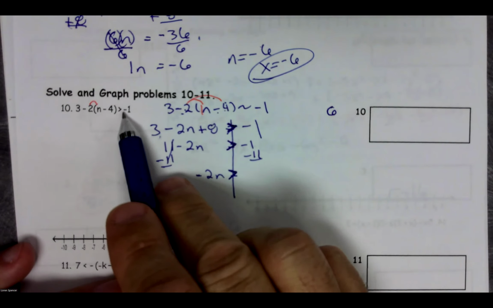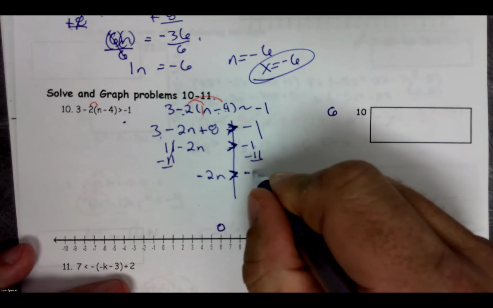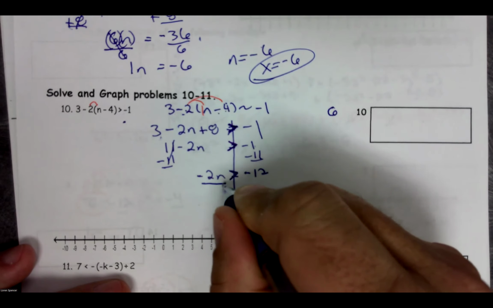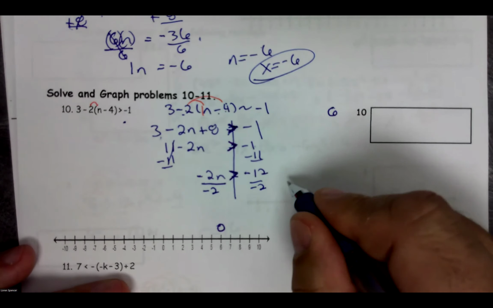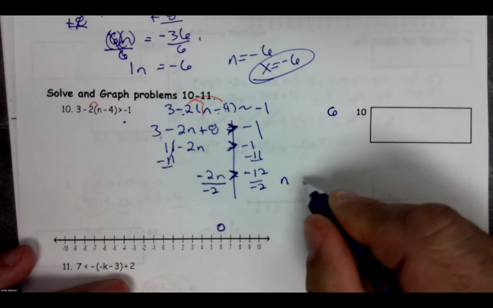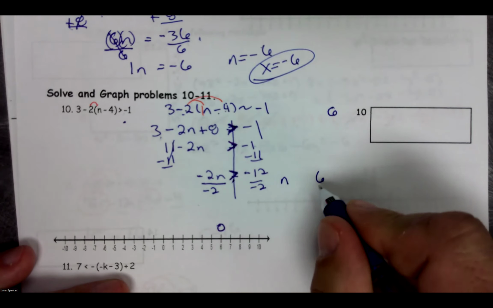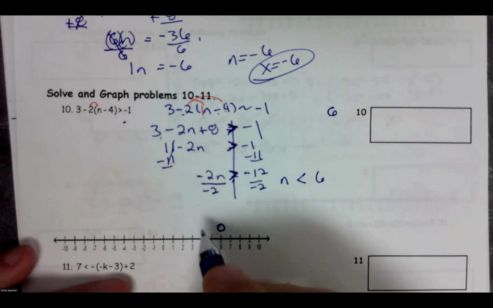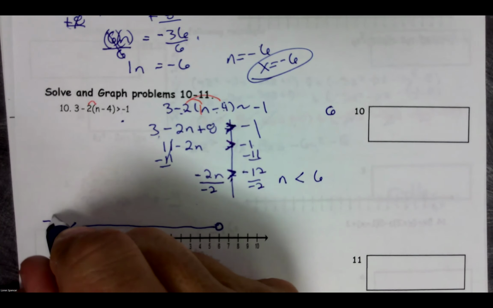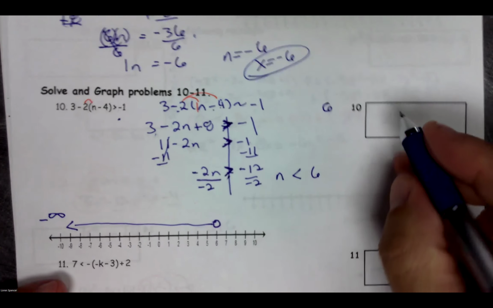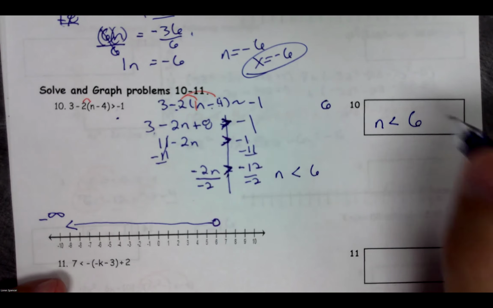All right, because all I'm doing is copying that down. And -1 and -11 gives me -12. Okay, so I need to divide both sides by -2. When I do that, I get 6, but my sign flips. So it's going to be facing this way. So I'm going to be graphing it this way, and it's going off to -infinity. So my answer is n is less than 6.